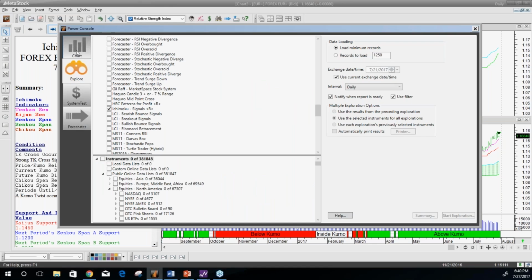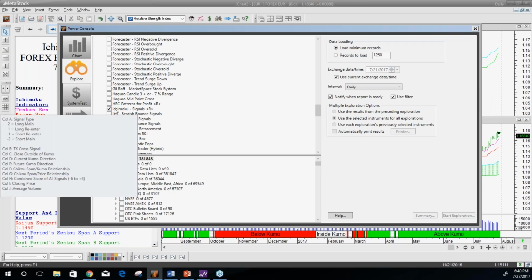So in our Power Console, I'm going to go from the chart right here to the scanning. We call it the Explorer. It's one of our trademark terms. I'm going to go ahead and click on the scanner right here. I'm going to click Explore. And the way Robert has designed this, he's boiled it down to one exploration or one scan.